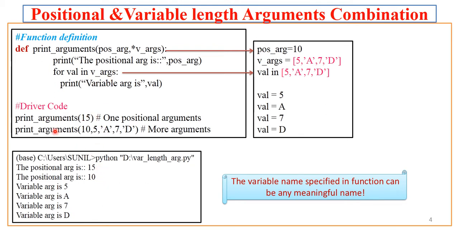Next, I call the same function a second time, but by passing 5 arguments: 10, 5, A, 7 and D. As you know, the first argument is positional, so obviously the 10 goes to the positional argument and will get printed using the first print statement of the function. Sorry, I said printf because I am a hard-coded C programmer.